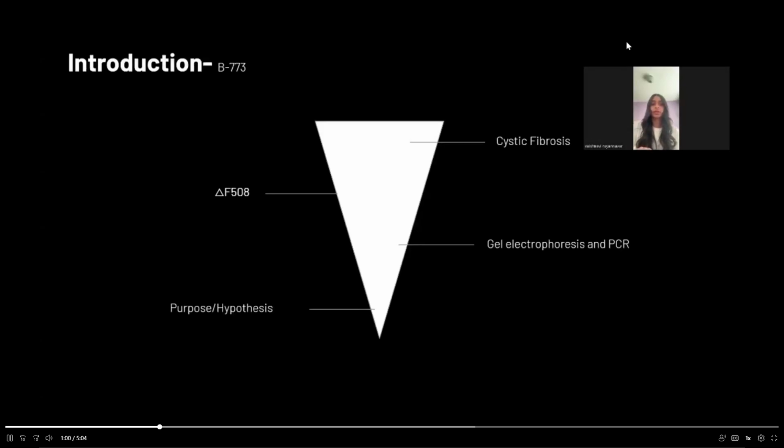Delta F508 is the mutation that we are specifically looking at, going downwards through the funnel. It is the most common mutation in cystic fibrosis and accounts for almost 70% of cystic fibrosis cases. This mutation is a deletion of 3 nucleotides, CTT, and this causes the deletion of an amino acid, phenylalanine. And this is a class 2 defect.